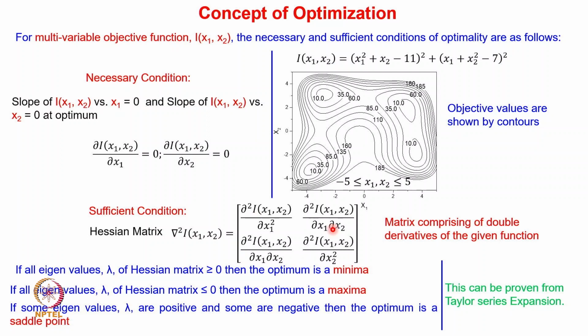We can find all these four double derivatives, and once we get the Hessian matrix, we have to find the eigenvalues of this Hessian matrix. If the eigenvalues are greater than 0, the optimum is a minimum. If the eigenvalues are less than 0, then the optimum is a maximum. When some eigenvalues are greater than 0 and some are less than 0, it is a saddle point. In this manner we can determine whether the obtained optimum solution is indeed a minimum or maximum, isn't it? So this sufficient condition is slightly more complex in multivariable problems compared to single variable problems, and all these equations we can derive directly from the Taylor series expansion.